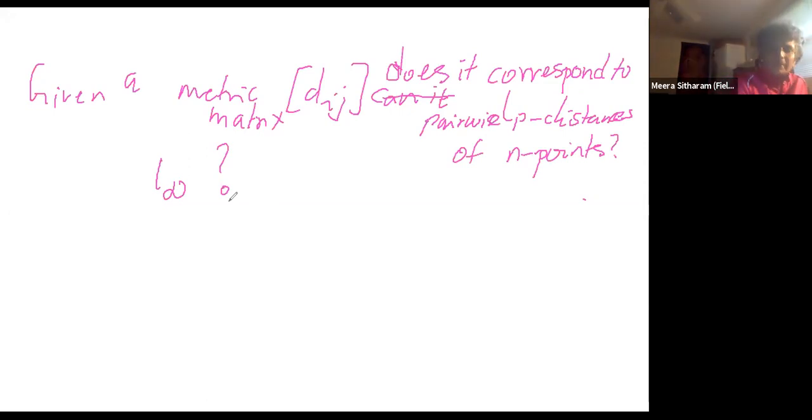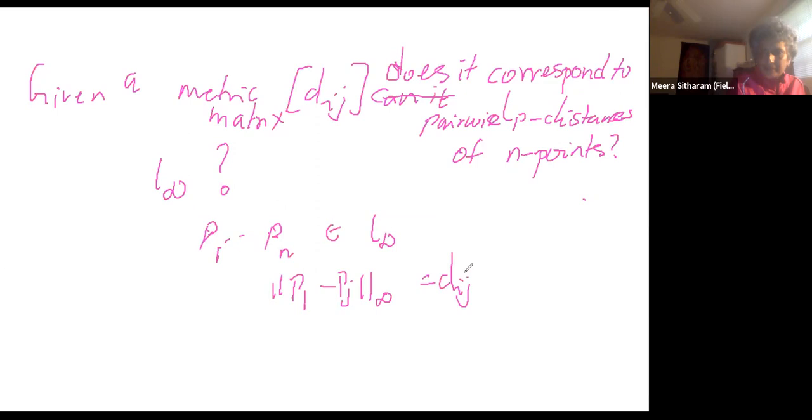So in other words, can one always find a set of points, endpoints in L infinity, such that the given metric matrix is exactly those distances? So we want P1 through Pn in L infinity, such that the norm of Pi minus Pj is exactly equal to Dij. This is called an isometric embedding.